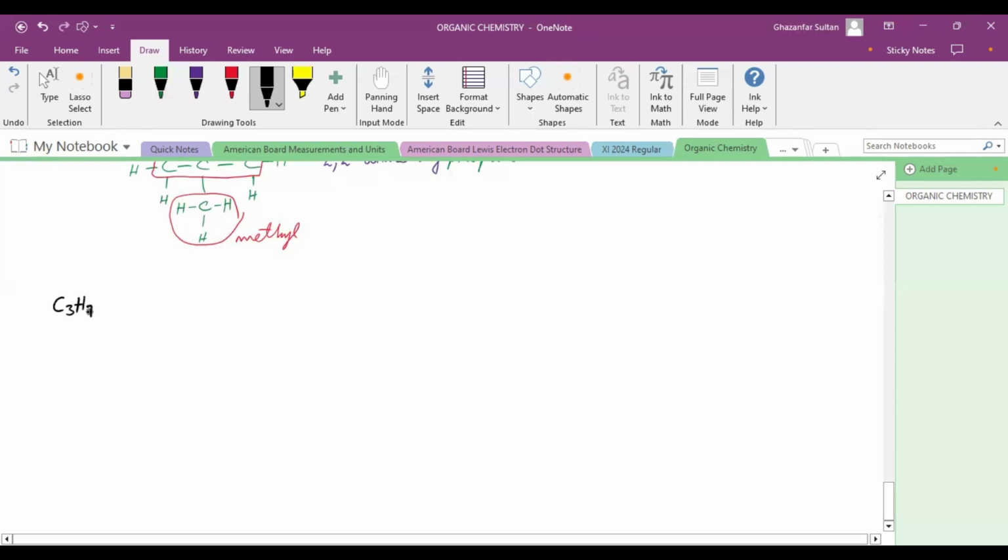C3H7OH, and C3. So 1, 2, 3. OH can be on any carbon atom. Okay, and the remaining are hydrogen atoms, so arrange the hydrogen atoms over there.